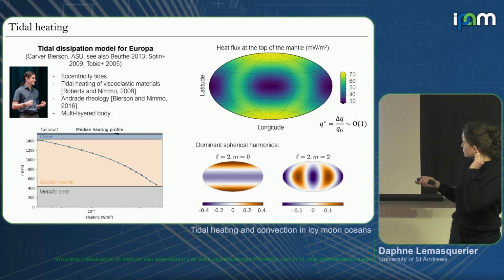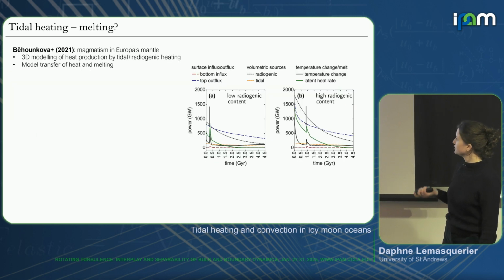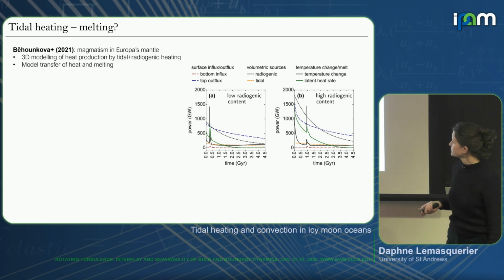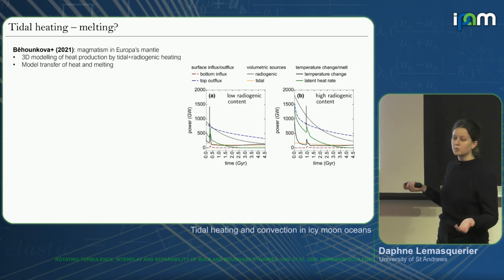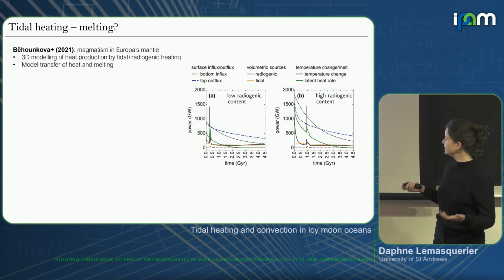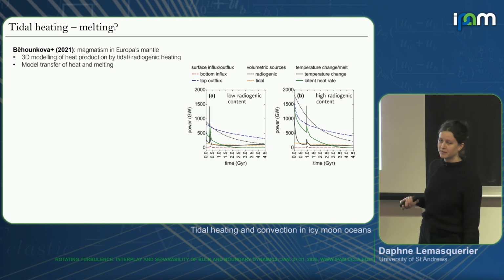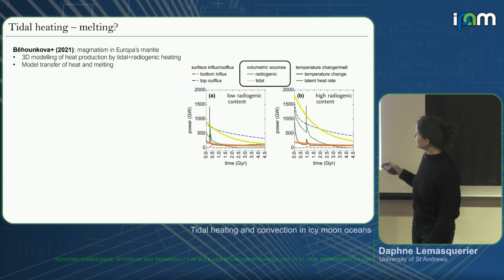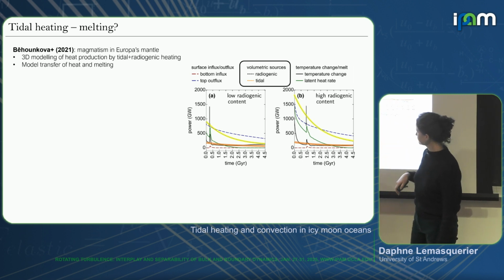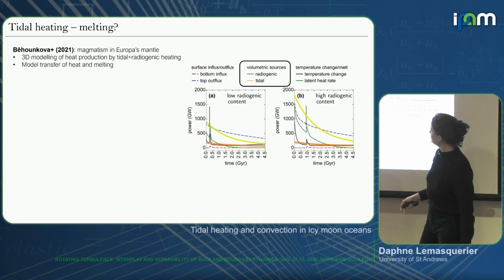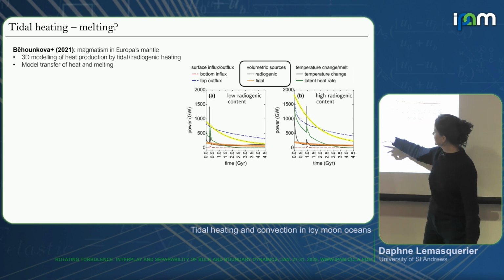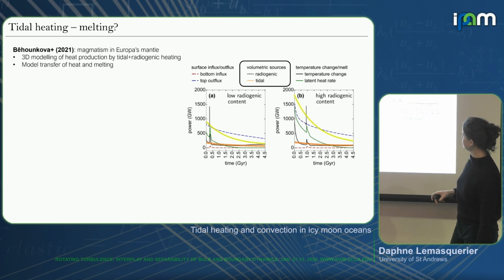So just to illustrate some of the state-of-the-art models that we have for heating in Europa's mantle, I just wanted to briefly mention this study here by Behunkova and collaborators, where they looked at the thermal evolution of Europa with the goal to investigate when magmatism could occur in Europa's mantle. I'm not going to go into discussing magmatism. I just wanted you to look at these two plots showing the power as a function of time. And I've highlighted two curves. The yellow one is radiogenic heating, and the orange one is tidal heating.